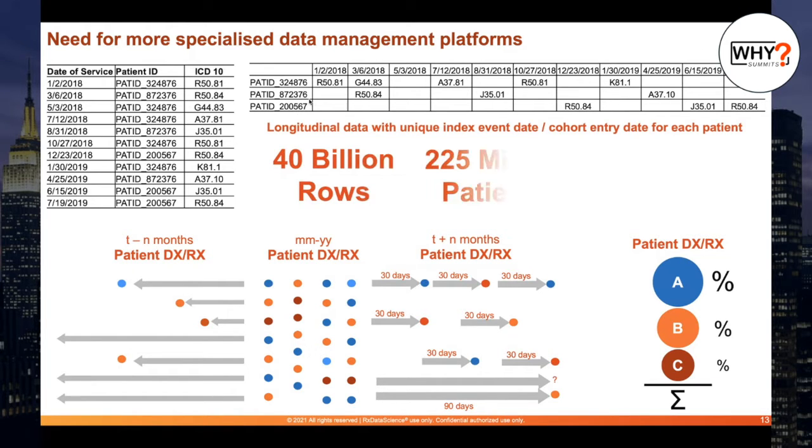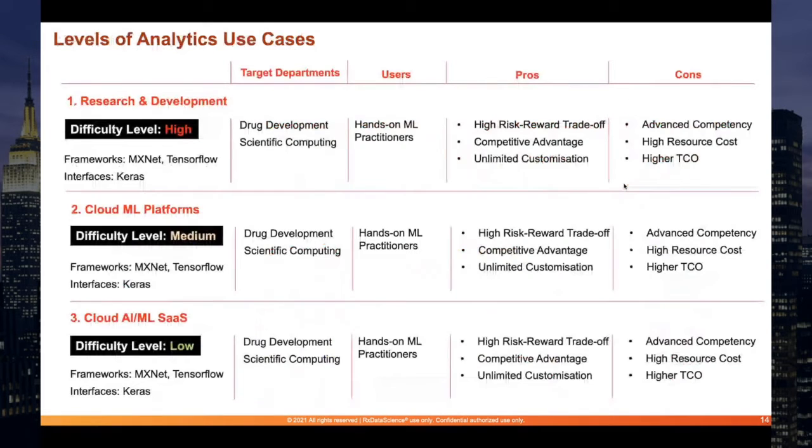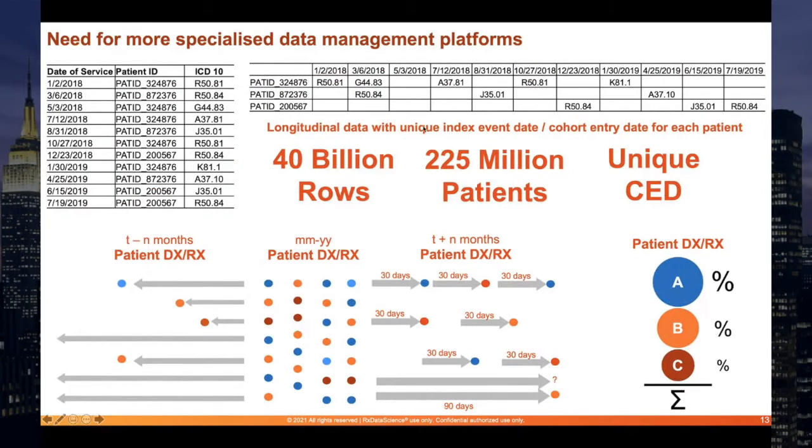This is challenging because, and this is just the number of records and number of unique patients in one of the databases we are working with. The data set has 40 billion rows, 225 million unique patient lives, and each of them have a unique cohort entry date or CED. So as you can imagine, on the left side, you have this 40 billion row table, and you are transposing it on a per patient basis and tracking each patient longitudinally through different time points.